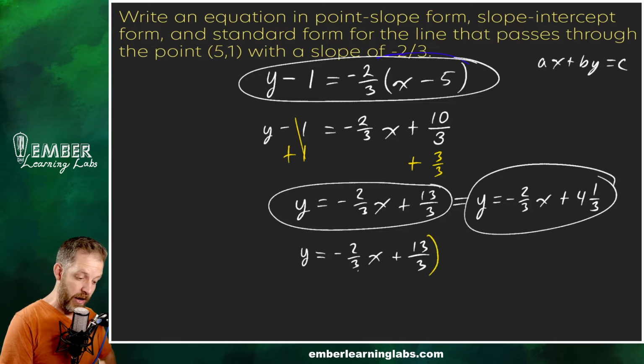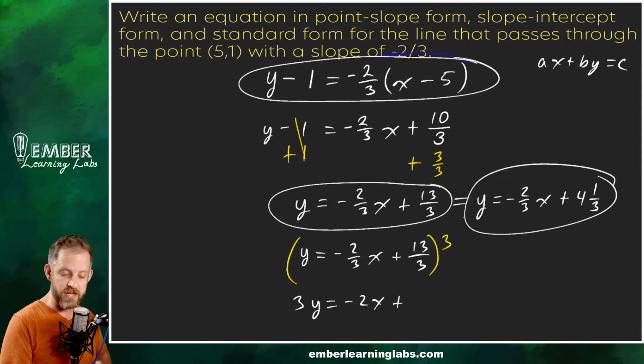So what's the common denominator? Well, there's only one thing in the denominator, so we're going to multiply by 3. We're going to distribute this 3 onto everything, and it works because we're doing it to both sides. So 3 times y is 3y. -2/3 times 3 is -2x. And 13/3 times 3 is 13.